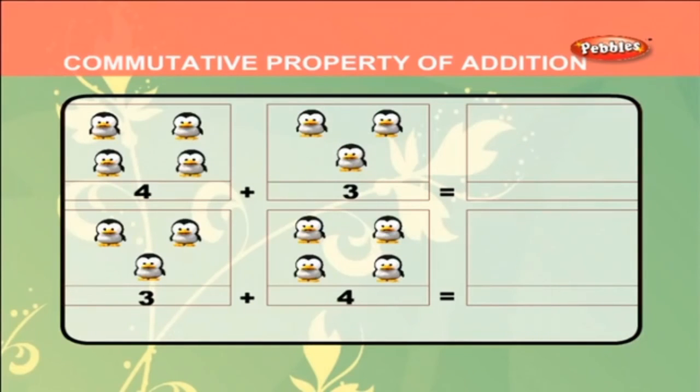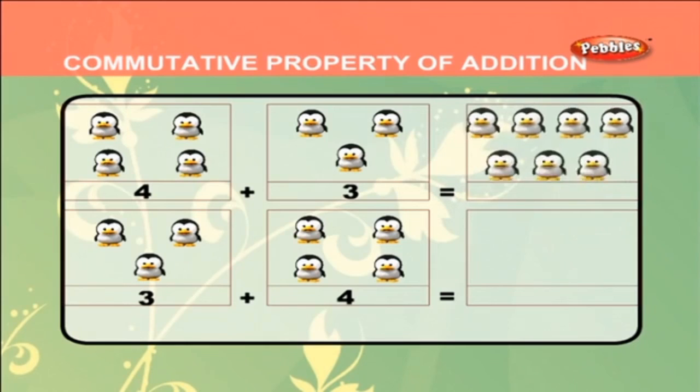Let us see one more example. There are 1, 2, 3, 4 birds in the first box and 1, 2, 3 birds in the second box. That is 4 plus 3, which is equal to 7.